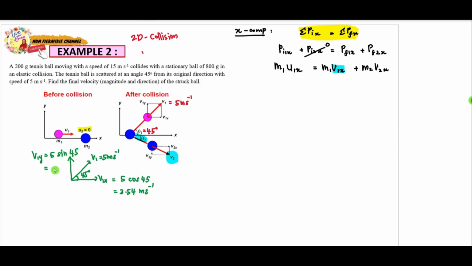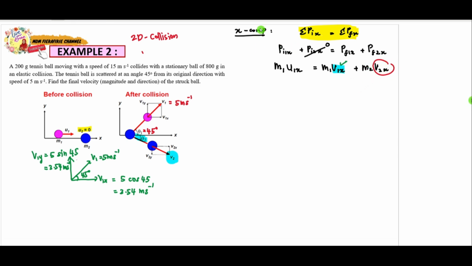Tekan calculator, V1y also 3.54. Okay, V1y positif sebab dia upward. V1x positif sebab dia to the right. Okay, so kita dah boleh nanti masuk dekat sini. Cuma kita tak ada nilai V2x. Okay, V2x kita tak ada lagi. Tak apa, kita biarkan saja.